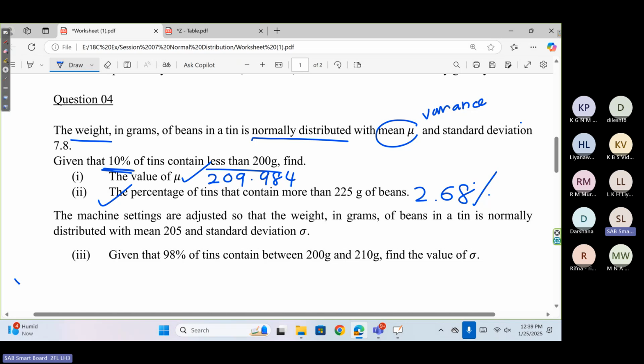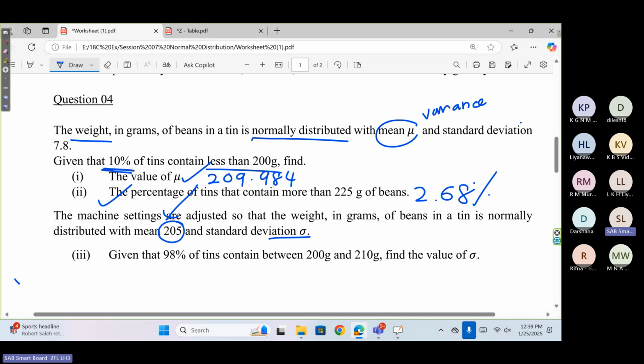The machine settings are adjusted so that the weight in grams of beans in a tin is normally distributed with mean 205 and standard deviation unknown. Previously the mean value was 209.984. After the adjustment, the mu value is decreased; now it is 205. The question does not give the standard deviation. After the adjustment, the standard deviation also changes.